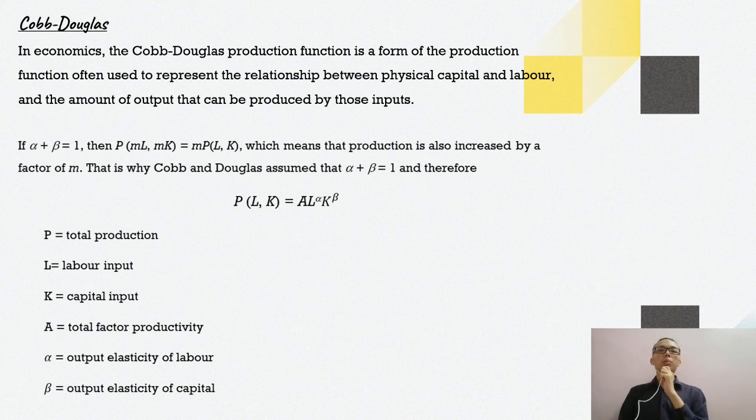In economics, the Cobb-Douglas production function is a form of production function often used to represent the relationship between physical capital and labor and the amount of output that can be produced by those inputs.